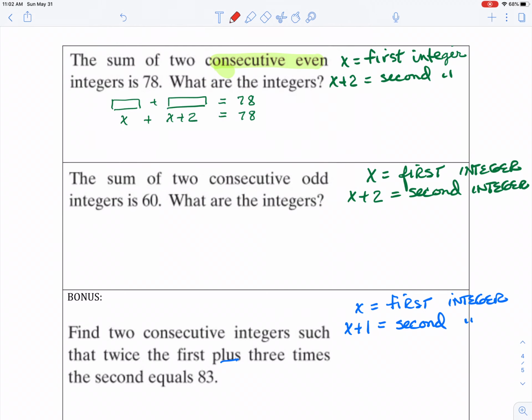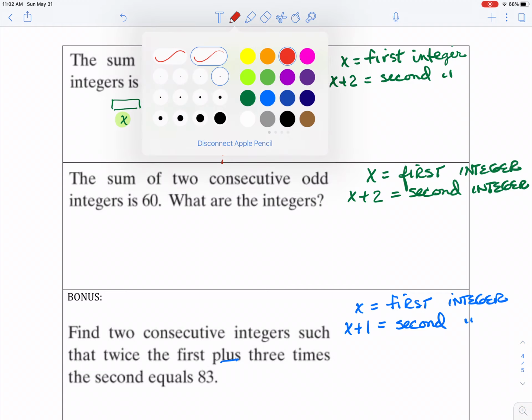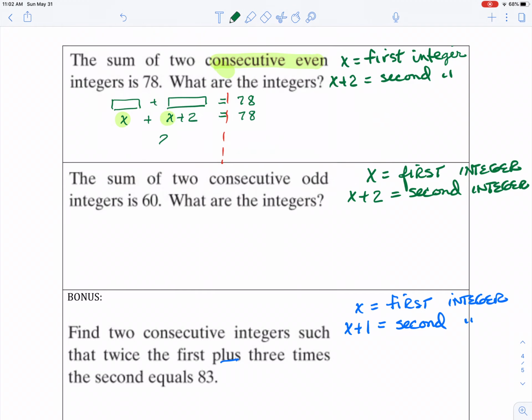Here's my dotted line separating left and right. Here are some like terms over on the left that need to be compressed, condensed, combined. Subtracting 2 from both sides. Let me come up here and put it. This is going to be 2x equals 76. I hope you see that. And then dividing by that numerical coefficient 2.